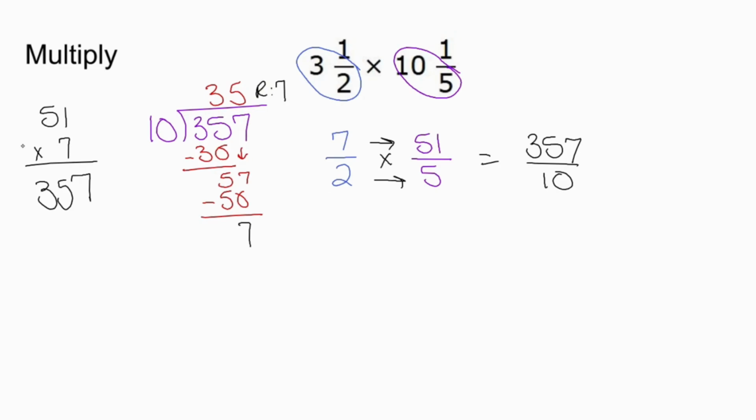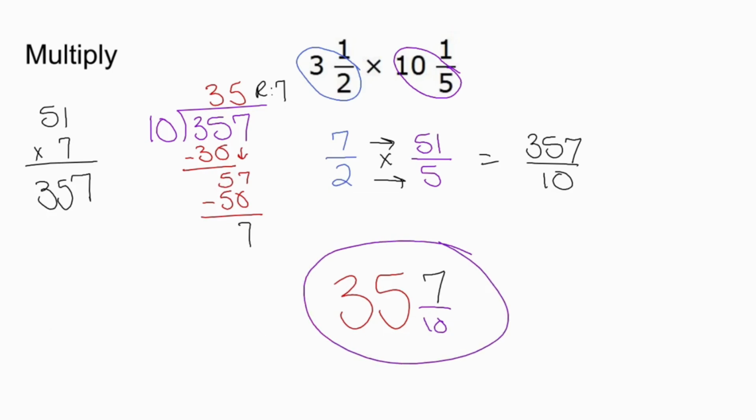How do I turn this into a mixed number? Well, that 35 becomes the whole number that lives out in front, 35. My remainder of 7 becomes my new numerator, and my old denominator of 10 doesn't change, and that stays the denominator of 10. So at the end of the day, we end up with 35 and 7/10.